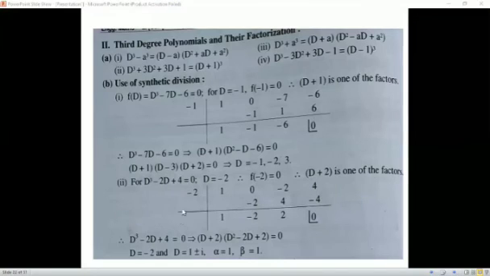So this d cube minus 2d plus 4 equal to 0 can be written as d plus 2 into d square minus 2d plus 2. From this we are writing d plus 2, and from this we are writing d square minus 2d plus 2, equal to 0. So d is equal to minus 2, equating it to 0, and equating this to 0. Now the 2 and minus 2 we cannot factorize directly. So this is a quadratic equation. We have to use the formula minus b plus minus root b square minus 4ac upon 2a.